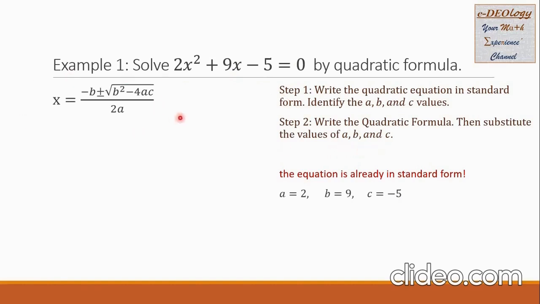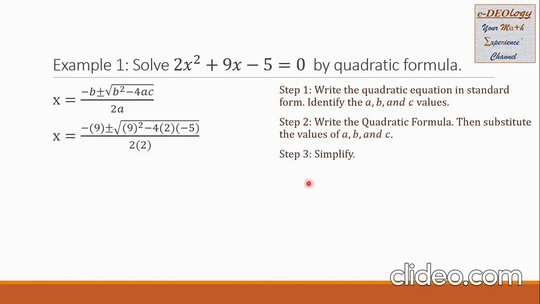Here now is our quadratic formula. And then we substitute the values of a, b, and c. It is now the negative of b, and that is 9, plus or minus the square root of, this is now 9 squared, minus 4. The a is now changed into 2. The c is now negative 5, all over 2 times a, and the a is now changed into 2.